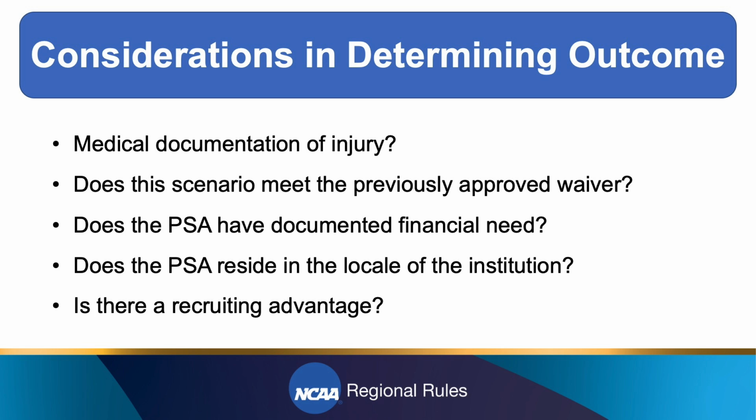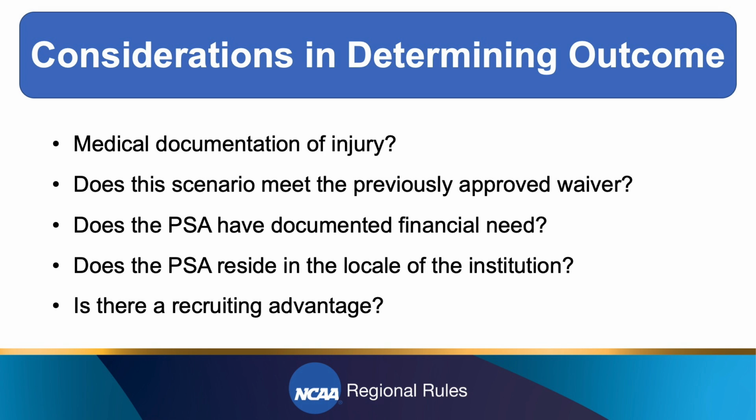Some of the considerations in determining the outcome on this type of waiver are what is the medical documentation for the injury? That medical documentation in this scenario is required. Does the actual scenario meet the previously approved waiver? There is a previously approved waiver on the system that will allow you to prove this if the injury happened after the PSA committed to the institution by signing an NLI. In this scenario, he did not, since the injury happened prior to him signing the NLI.